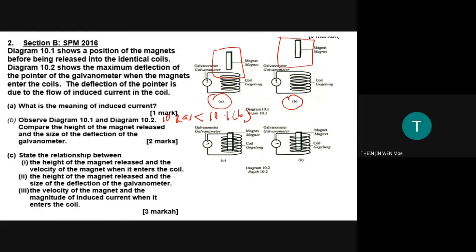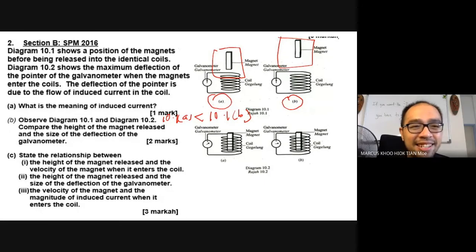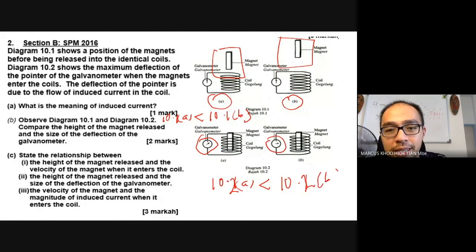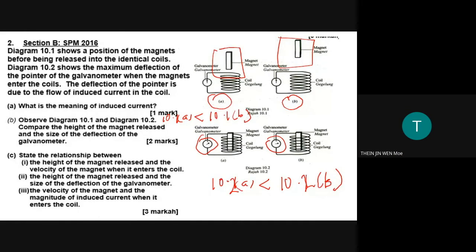I'm trying. Then the size of the deflection of the galvanometer, you look at this galvanometer, and then you find that 10.2A, the size is smaller than 10.2B. Okay, I get it.